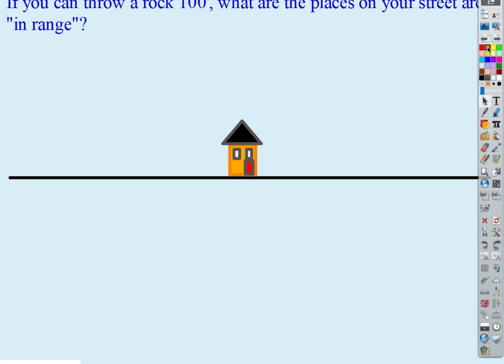So here's as far as I can throw. Up the street, down the street. So if I had to shade in all the places that are in range, what would that look like? Okay, I've seen some people doing this kind of thing. So it's everything in between my maximum range in the negative direction, my maximum range in the positive direction, right? Everybody agree? Okay, so that's like saying, I'm asking the question, what are all the distances then that are related to 100? They're what compared to 100?